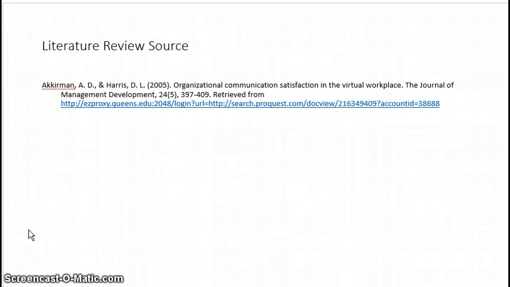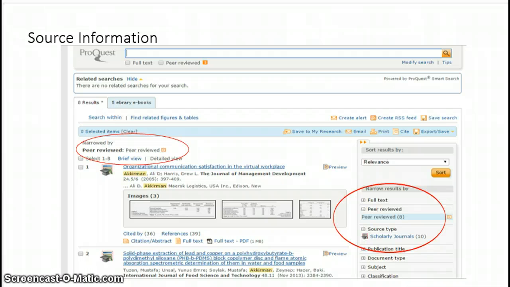The topic that I chose to write about was communication in the virtual workplace. This type of material was obtained from the Journal of Management and Development. Some of the words that I used when I did my research in the ProQuest database from the Queen's Library were communication, virtual workplace, telecommuting. And when I chose this piece of material, I made sure that it was peer reviewed and that it was a scholarly piece of information.